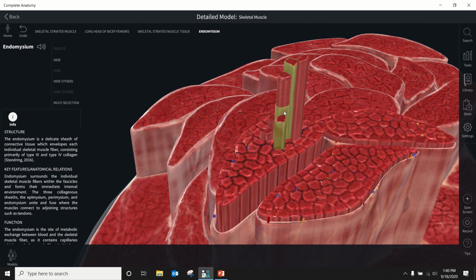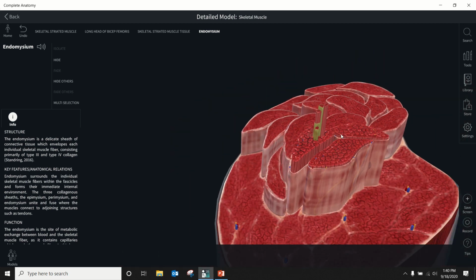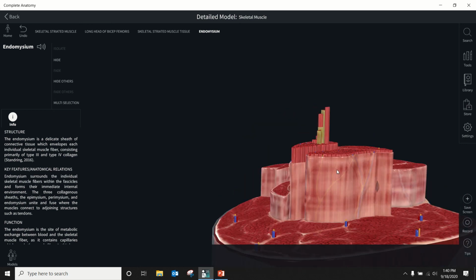So 3 layers of connective tissue in a muscle. You've got the epimysium, which surrounds the whole muscle. The perimysium surrounds a group of muscle cells or muscle fibers, which is called a fascicle. So the perimysium envelops or wraps around fascicles. And then the endomysium wraps around individual little muscle cells. So all 3 of those layers are going to converge together. The endomysium runs into the perimysium, runs into the epimysium down at the end of the muscle.